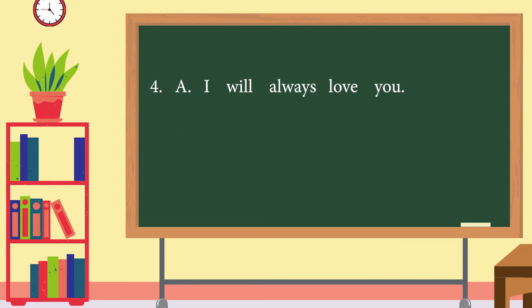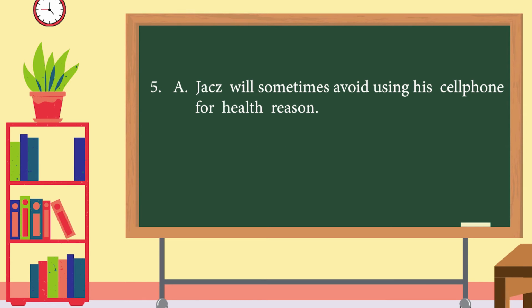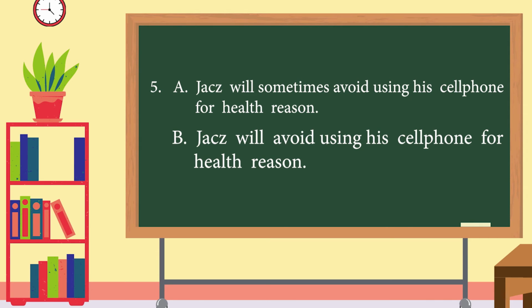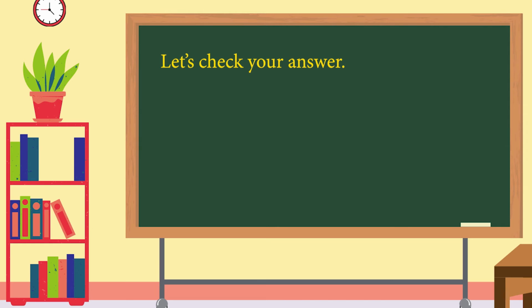Number 4. Sentence A. I will always love you. Sentence B. I will love you. Number 5. Sentence A. Jas will sometimes avoid using his cell phone for health reason. Sentence B. Jas will avoid using his cell phone for health reason. Let's check your answers. And here are the answers.